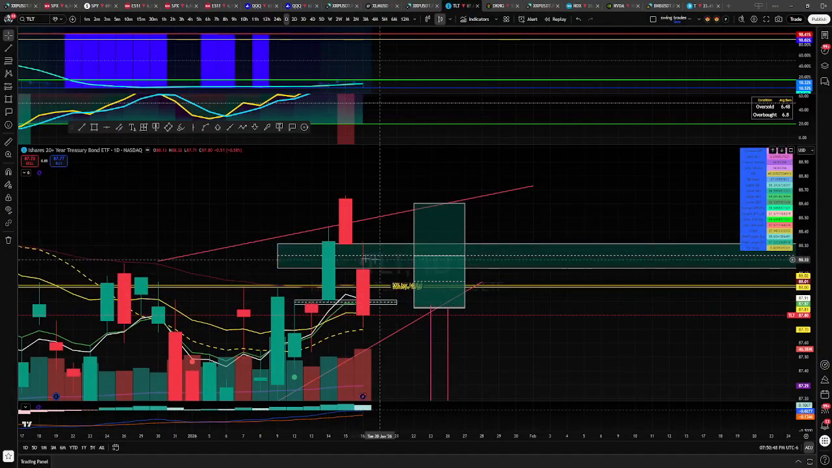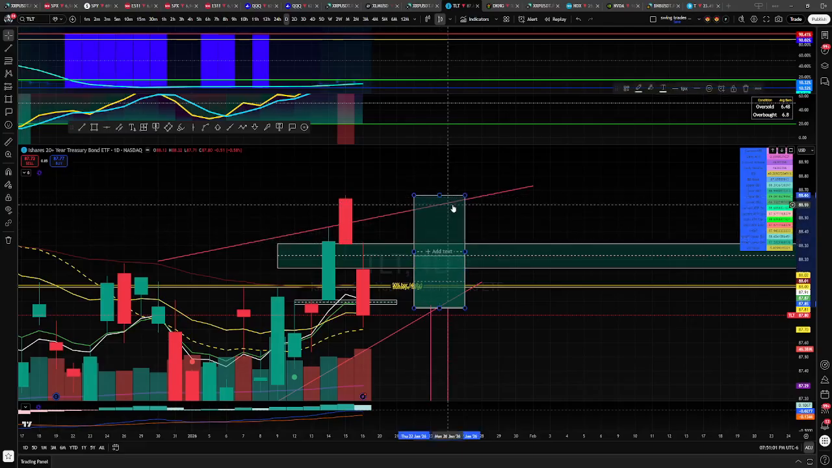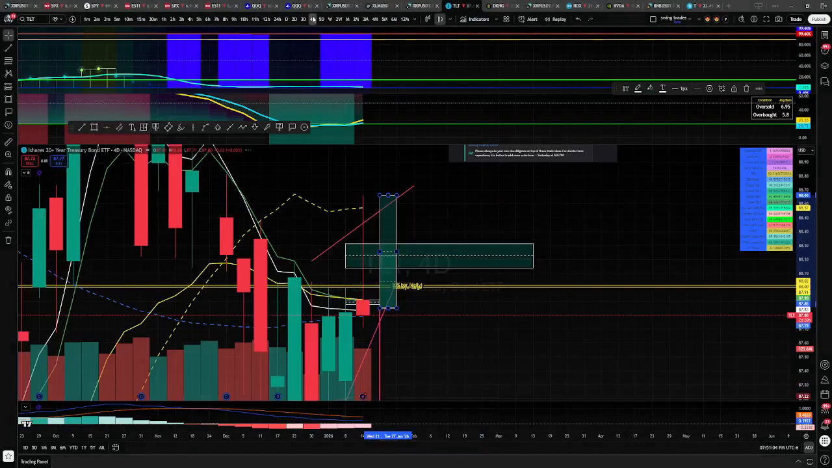This is a gap here, so we know some tickers like to cover gaps up, some tickers don't. I can't remember why I drew that, but was that the 2-day or the 4-day?